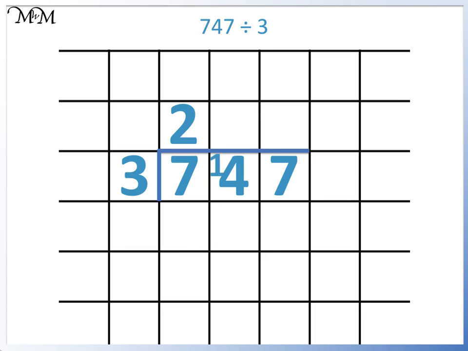We now have 14 divided by 3. 3 goes into 14 4 times, because 3 4s are 12. We have a remainder of 2, because there are 2 left over. We place this 2 next to the 7 to make 27. 27 divided by 3 equals 9. So 747 divided by 3 equals 249.